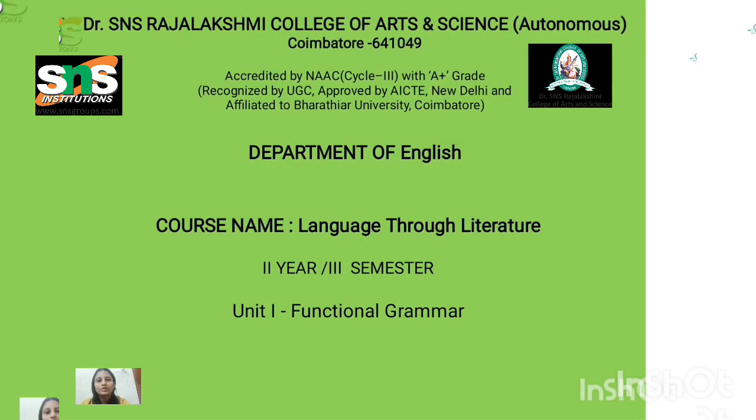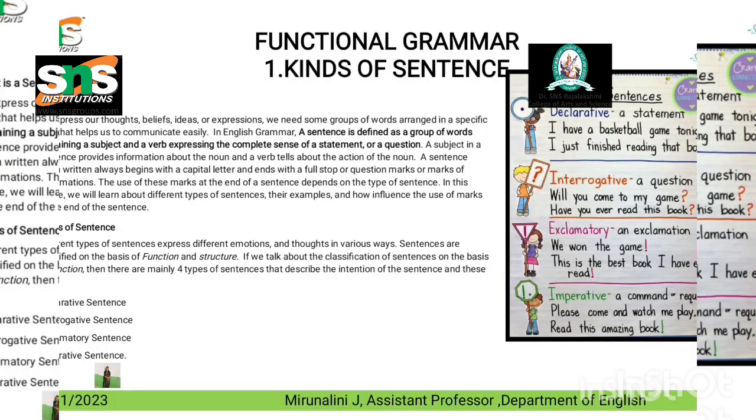Here I am going to explain functional grammar, that is unit 1. Course name is Language to Literature for second year students. Here we go on to the functional grammar topics. First topic in our functional grammar is kinds of sentence.